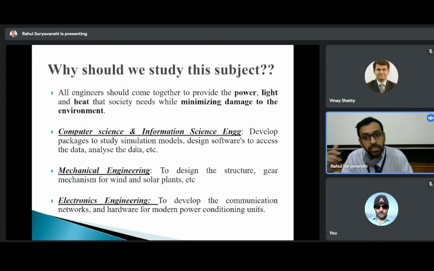Apart from that, there are simulation models which are required to be prepared. So you cannot directly go and install a solar plant, right? Without having preliminary paperwork, a preliminary simulative work. So there are many softwares which are nowadays coming, which are focusing.